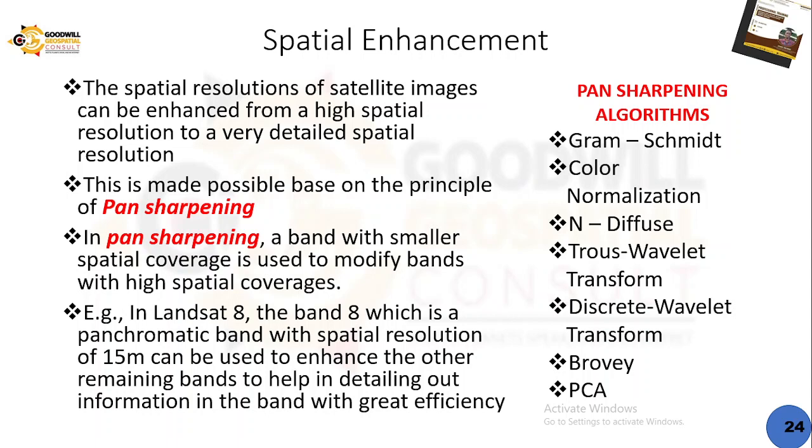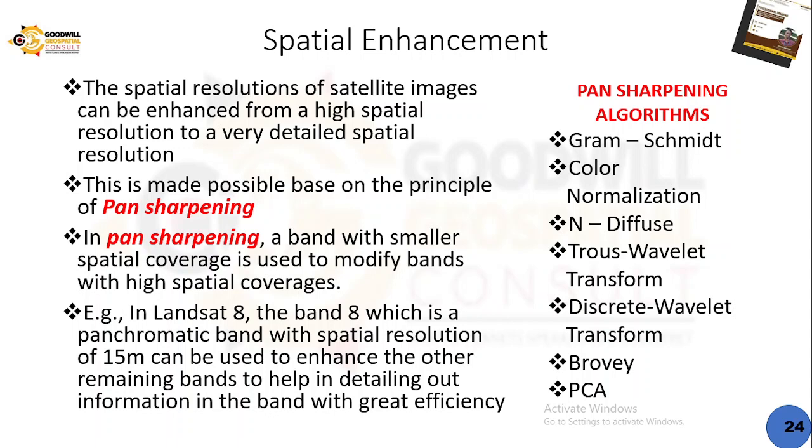So let's say you are using the shortwave infrared bands, which have a spatial resolution of 30 meters. Now we want to break down and get fine details at a level of 15 meters by 15 meters. All you have to do is pan sharpen the shortwave infrared bands by using band 8, which is a panchromatic band with a very enhanced spatial resolution of 15 meters.